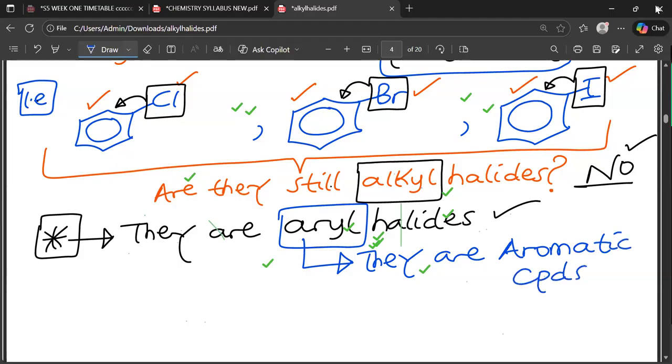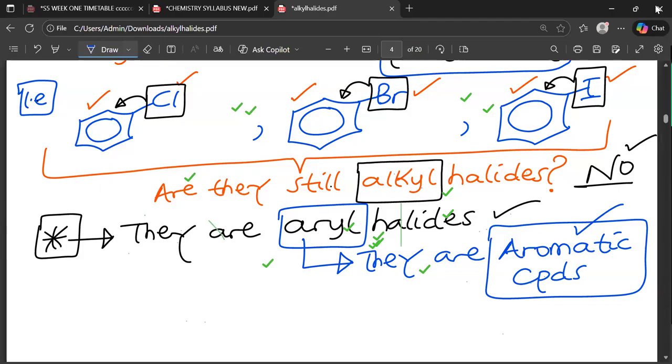Why are they aromatic compounds? They have a benzene ring somewhere in their structure. So in their halides, they are aryl halides. So you can see aromatic, aryl, aromatic, aryl. So they are not alkyl halides. Hope you've learned that today.